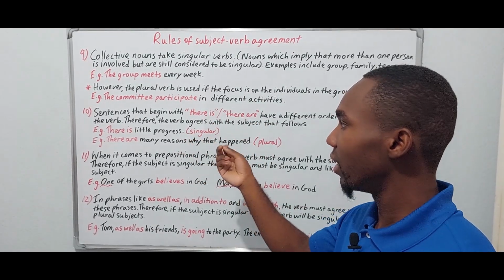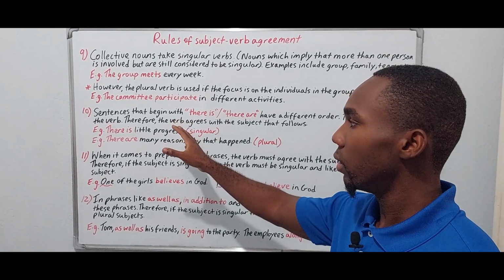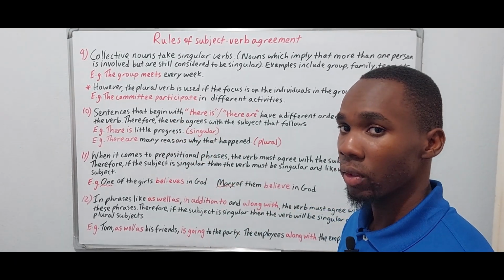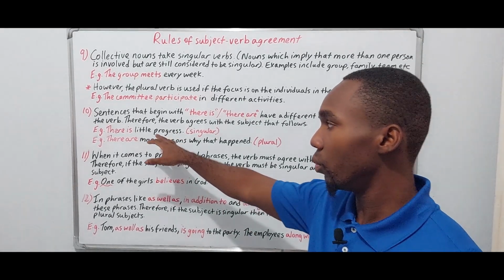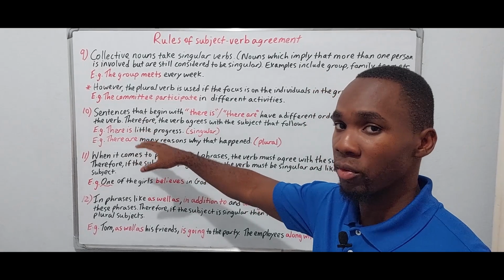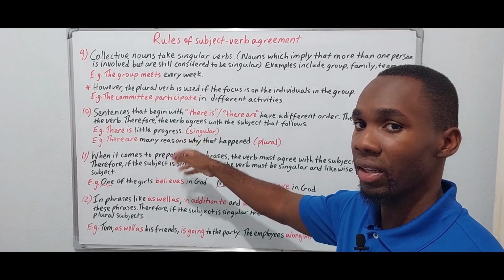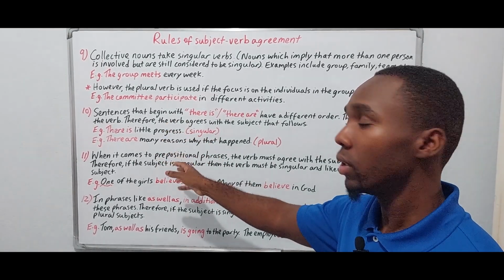So, example, there is little progress. We use the verb to be. Little progress, that would be a singular noun. Therefore, we use "is," right? So the verb is going to agree with what follows. And little progress is singular, so it has to be "is." It has to be singular.